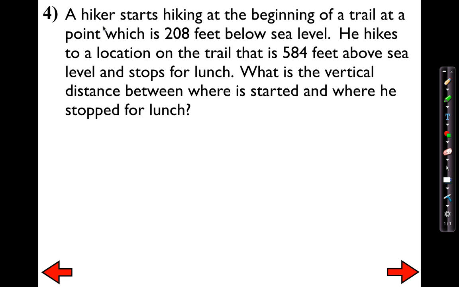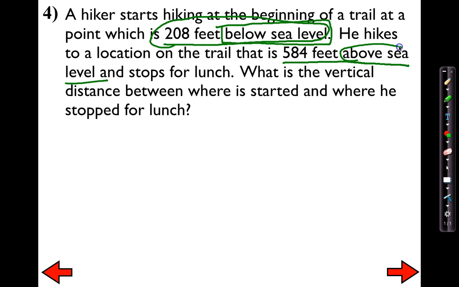So using the formula we learned, we are going to be using the difference of the two different points, which in this case was 208 feet below sea level. That below sea level is very key, as well as 584 feet above sea level. And again, above sea level is going to be really important. Because it's below sea level, that is a negative 208 feet. And here, since it's above sea level, that's going to be a positive 584 feet.